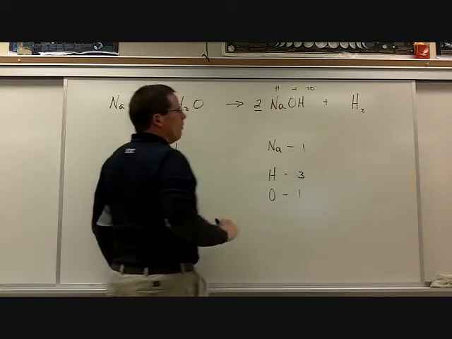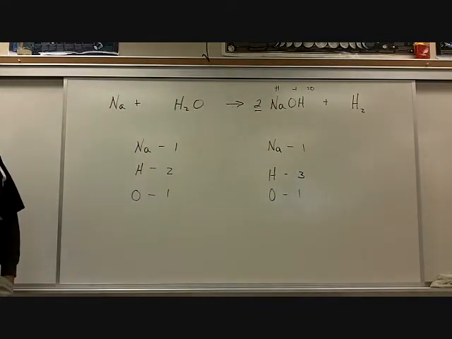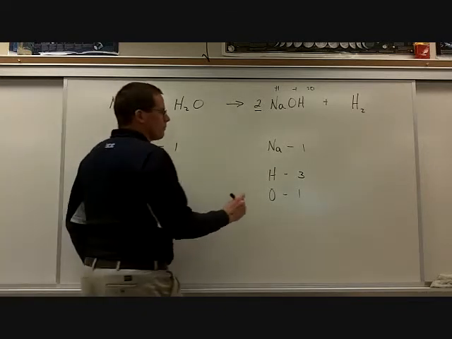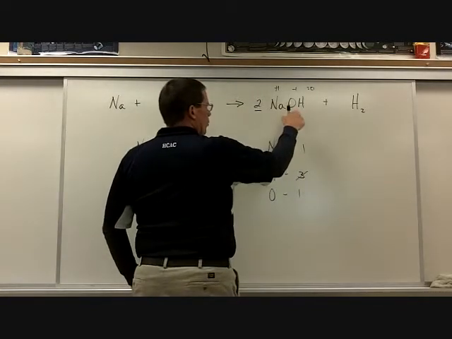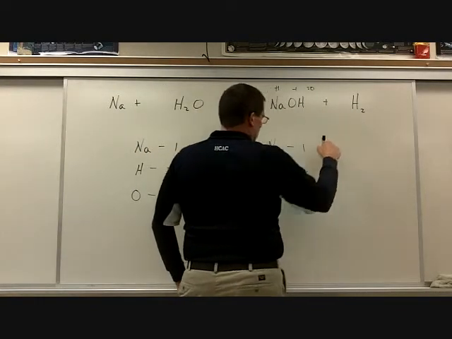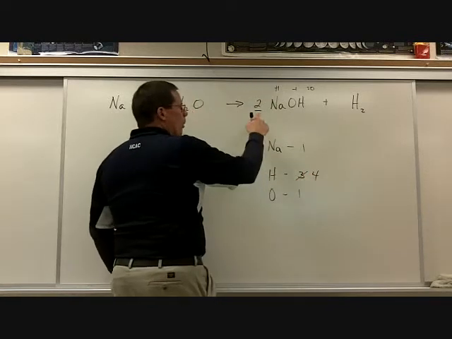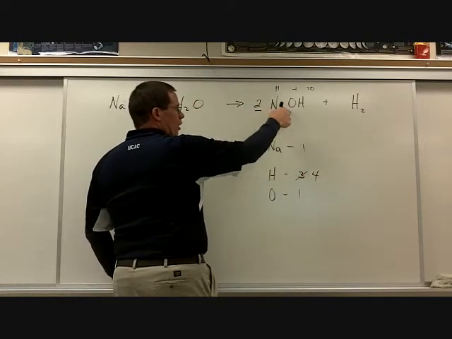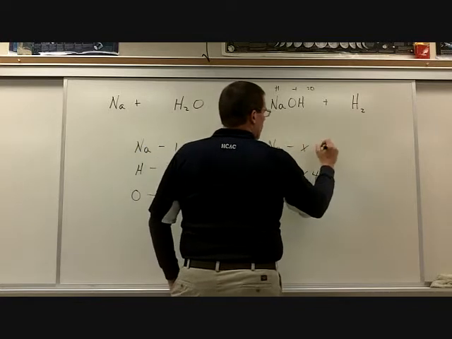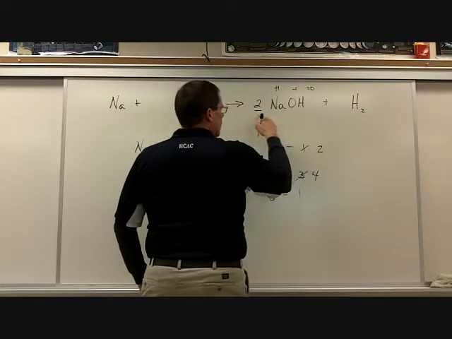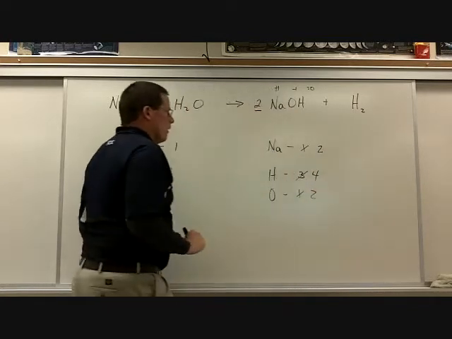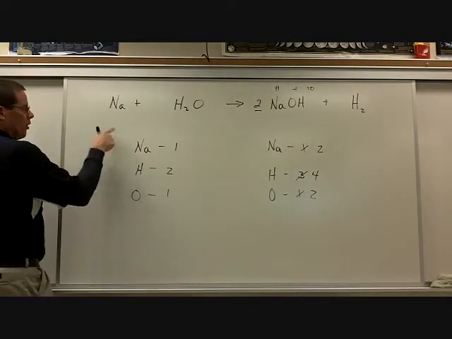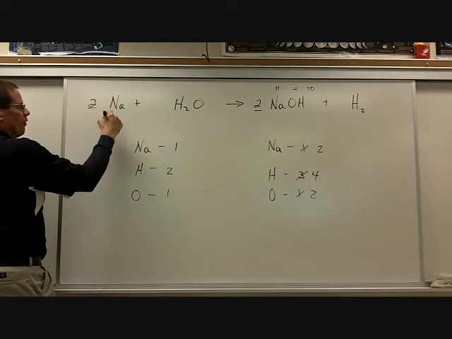So if I do this, how many hydrogens do I have on the right side now? 4. Okay. In other words, 2 times 1 plus the 2 gives me 4. By putting that 2 there, that also changes the sodium and the oxygen. So how many sodiums do I now have? And how many oxygen? 2. Okay, so let's balance out the sodium. Put 2 in front of that.